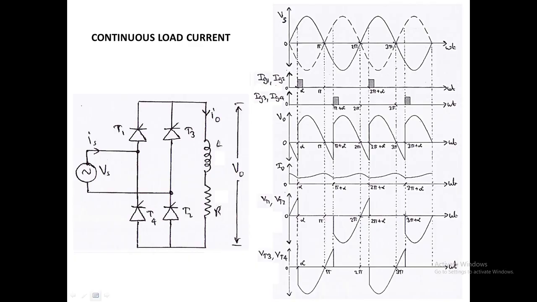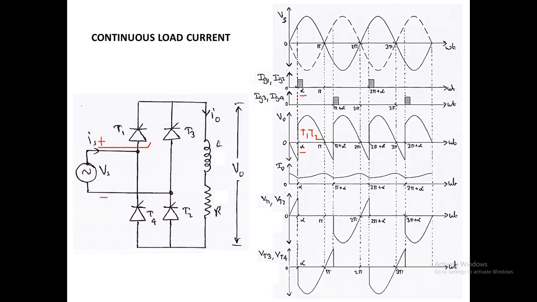So first we can see the positive half cycle. T1 and T2 will be forward biased from 0 to pi, but we are applying the gate pulse at alpha, so that the conduction will start from alpha to pi. So from alpha to pi, the conducting thyristors are T1 and T2. For the positive half cycle, here it will be positive and here it will be negative.